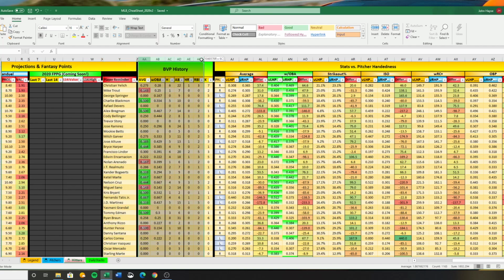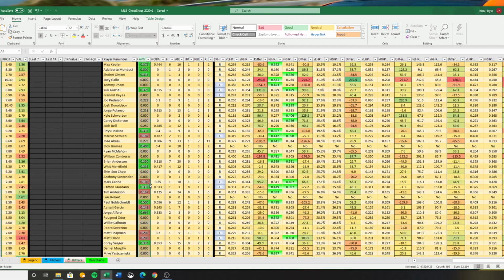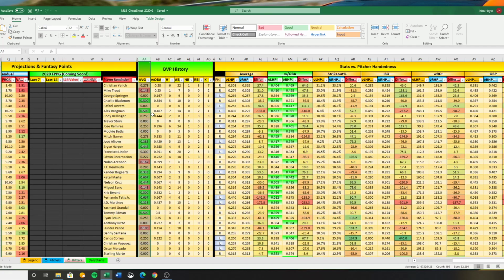And then this is my favorite one here. This is the BVP history. So you can see the player here, and I put it right next to their BVP. So the pitcher they're facing, what they've done. You can see I just highlighted the top averages. I think if it's over .300 or if it's below .220, it highlights red or green. So you can quickly scroll down here and see the red, the green. You can even sort by this.